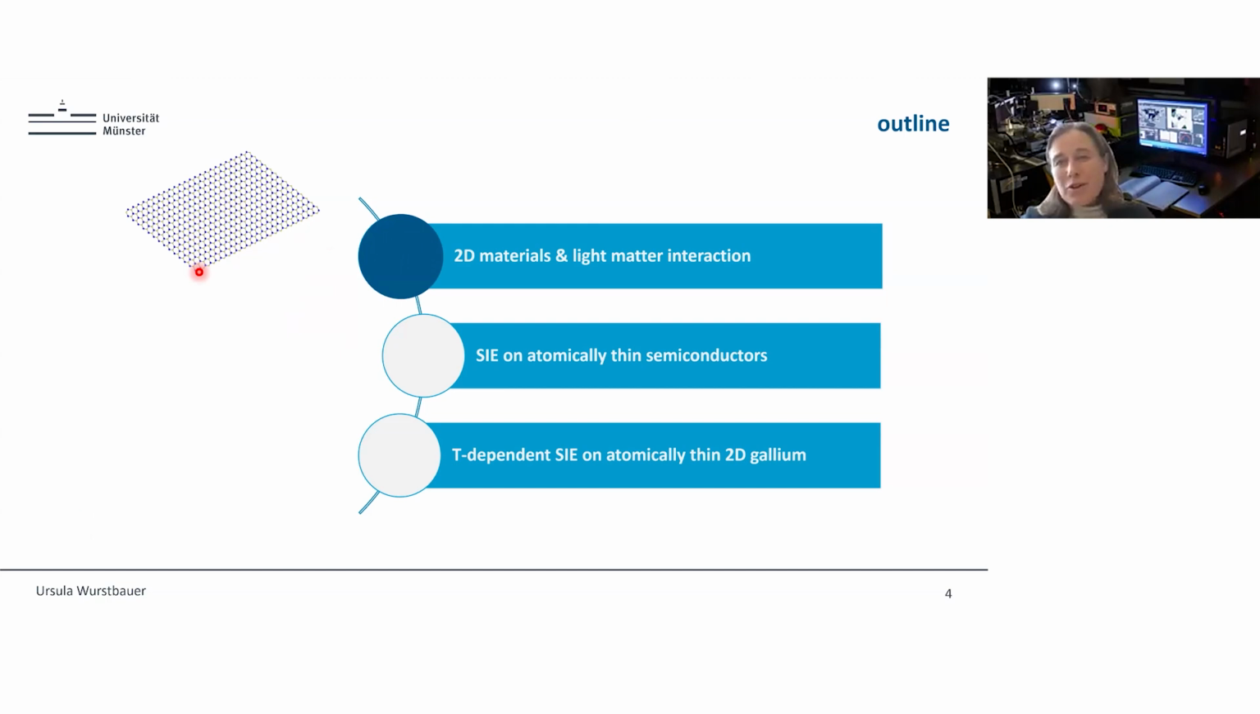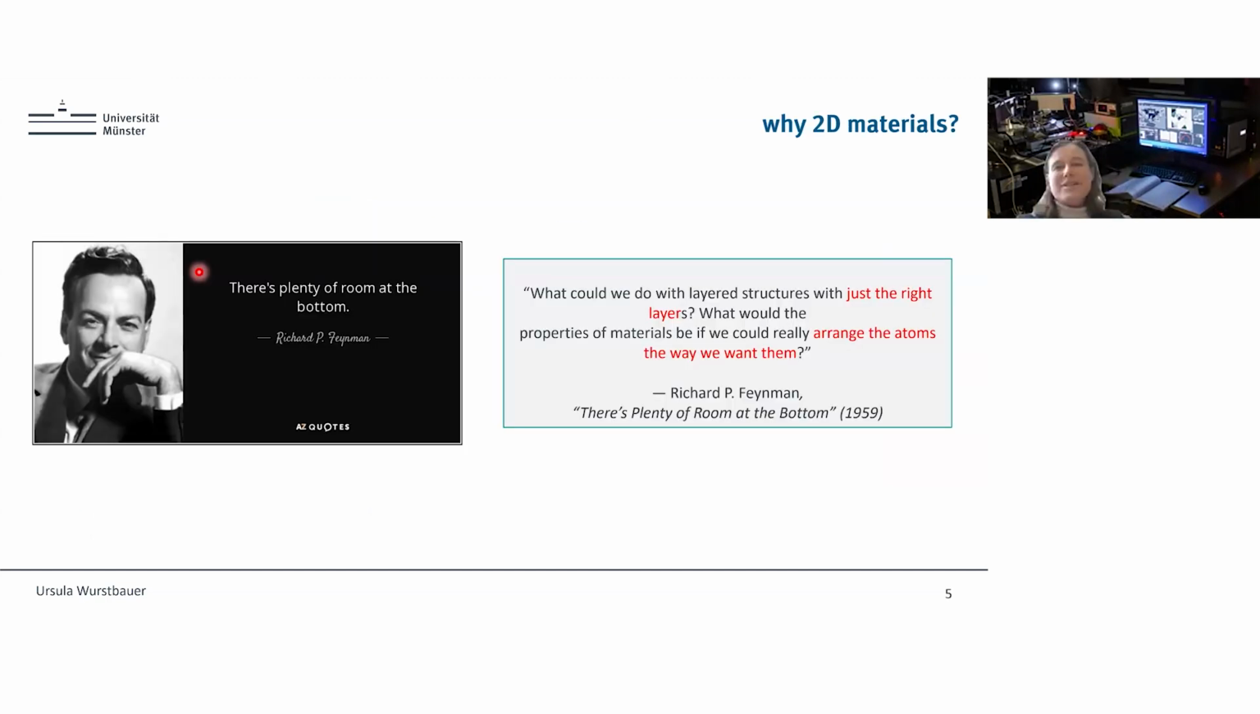Maybe you know it already, but let me start with a citation of Richard Feynman, in his well-known lecture, There's Plenty of Room at the Bottom. He had a phrase: what could we do with layered structures with just the right layers? What would the properties of materials be if we could arrange the atoms the way we want them? And with these 2D materials, we are very, very close to this statement. And yes, it's really true.